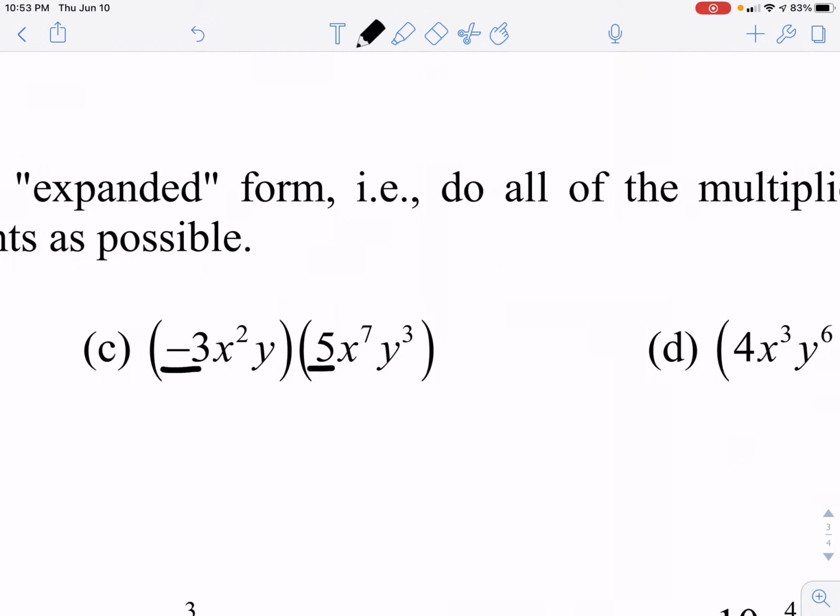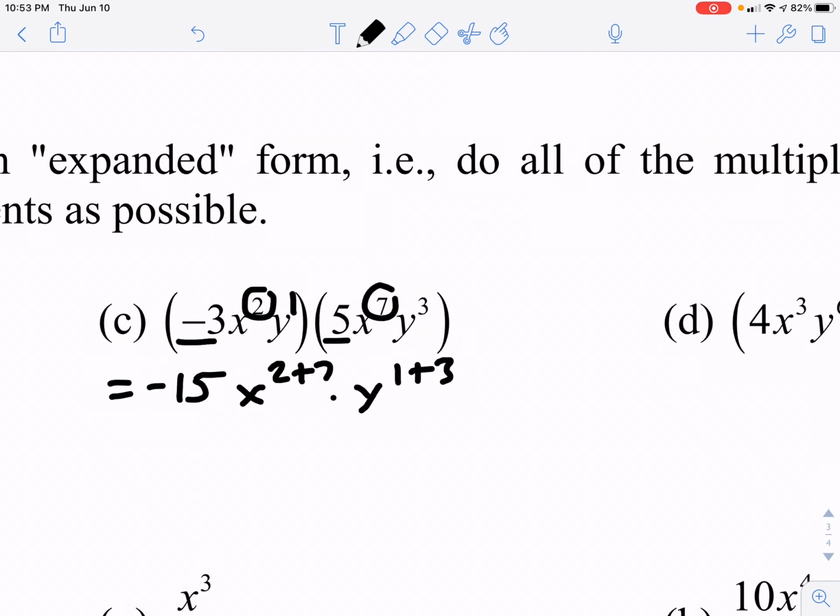Similarly, I'll take negative 3 times 5, and I start with negative 15. x to the 2 plus 7 times y to the 1 plus 3. So it's good to show your work in this so that you don't miss. It's very, very easy to miss and make small mistakes. This one would be negative 15x to the 9th power times y to the 4th power.